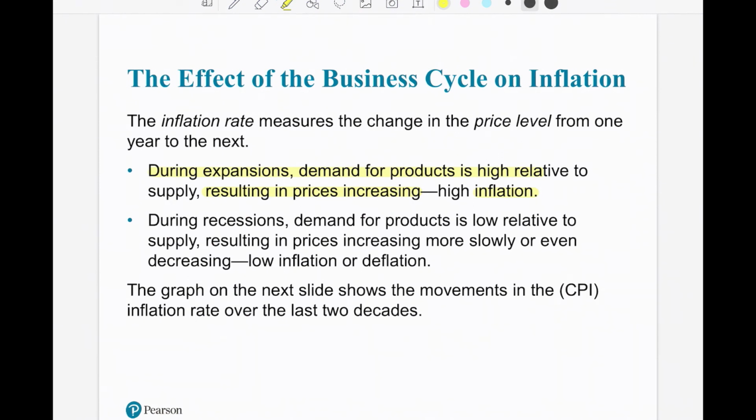Now, during recessions, we saw that demand for products is low relative to supply, resulting in prices increasing slower or even decreasing. Now, if you recall when we looked at our chapter on inflation, if there's a decrease in the rate of inflation, so prices are still going up, but at a slower rate, that's going to be disinflation, or we can say a low inflation. And then if prices are going down, that's going to be deflation, where on an aggregate level, prices are decreasing.